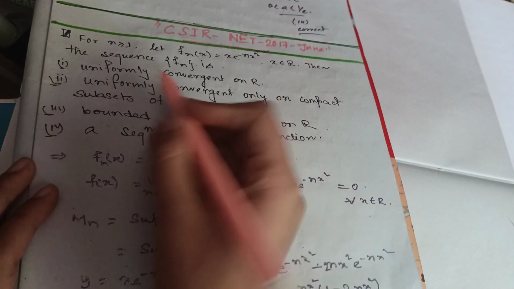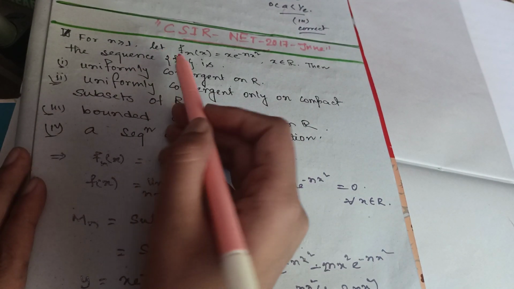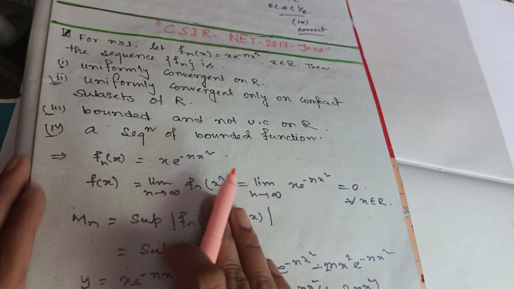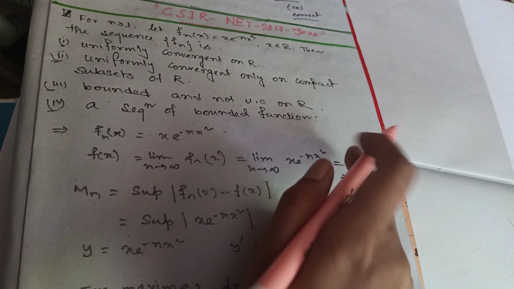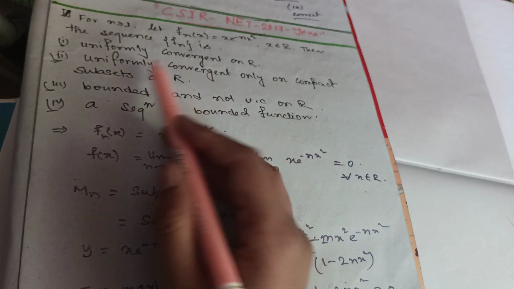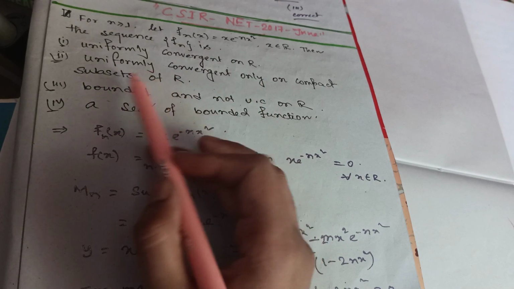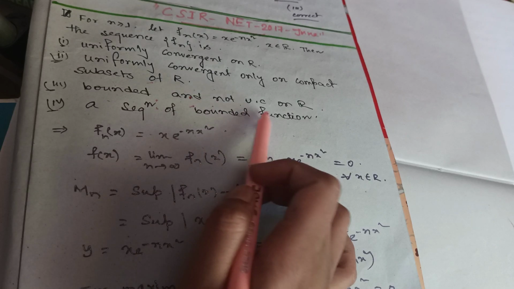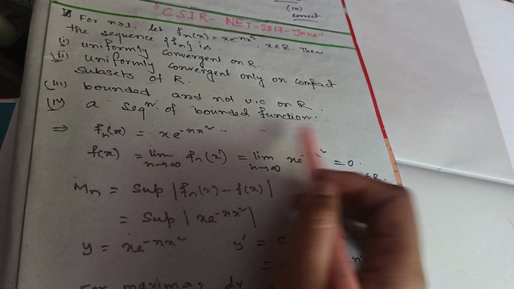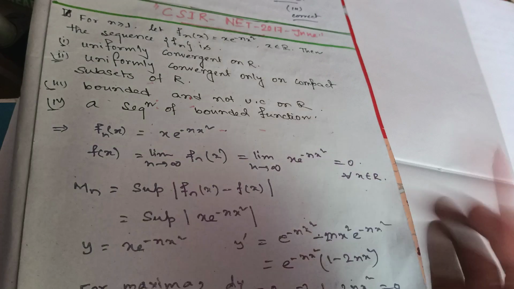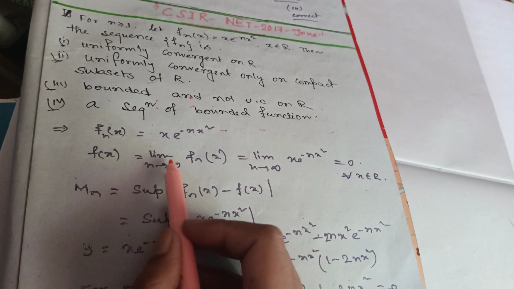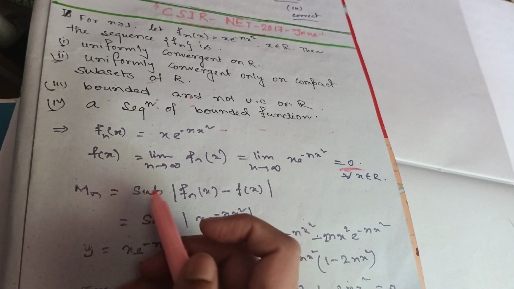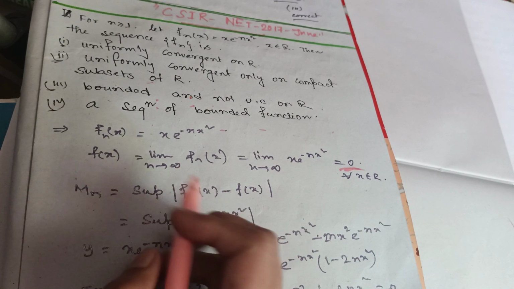Now this question: for n ≥ 1, fₙ(x) = x e^(-nx²), x in R. Then the sequence fₙ is: uniformly convergent on R, uniformly convergent only on compact subsets of R, or a sequence of bounded functions that is not uniformly convergent on R. First we find the limit function, f(x) = limit as n tends to infinity of fₙ(x), which is 0. Now we solve this problem by the Mₙ test.